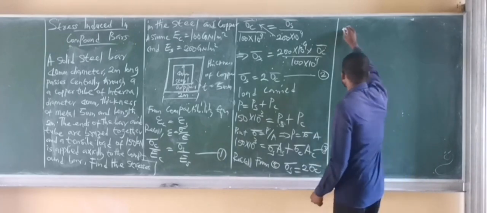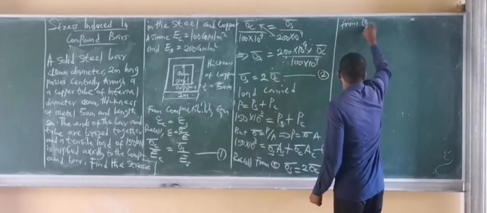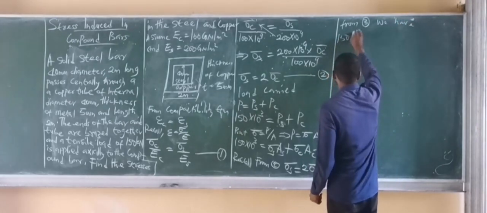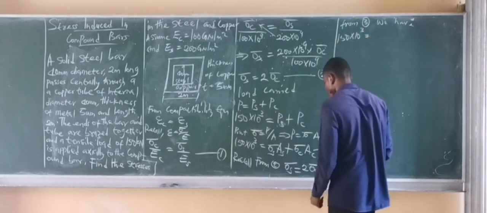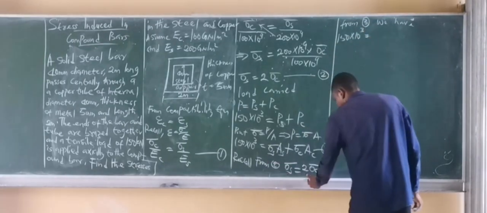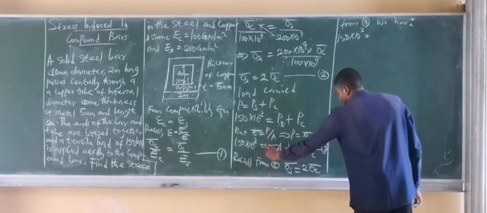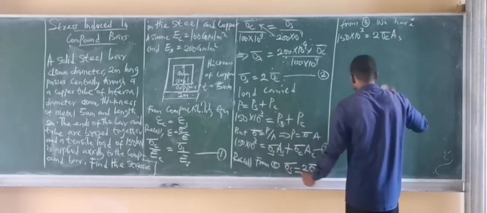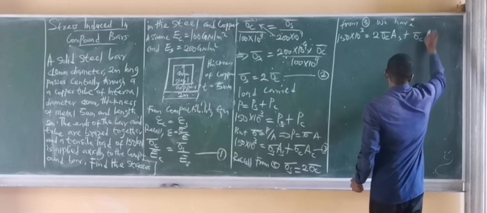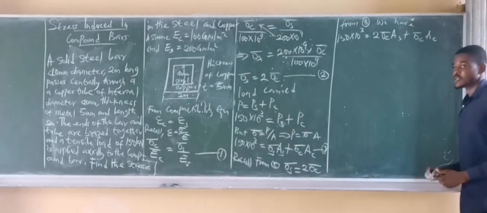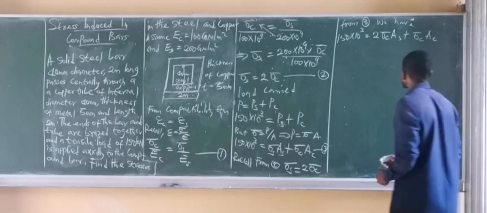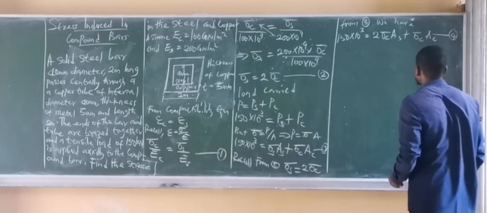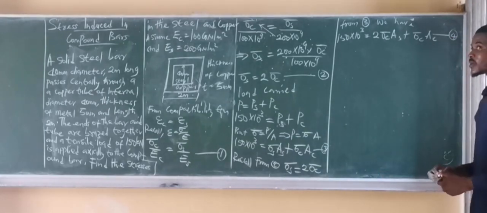So therefore, from equation 3 we have that 150 by 10 raised to the power 3 is now equal to, stress of steel is 2 times stress of copper. So in place of sigma S, I will now have 2 sigma C times area of steel plus sigma C times area of copper. Are you guys following? Yes, sir. Okay, let's call this equation 4. Now at this point, we obtain the area of the steel and area of copper.